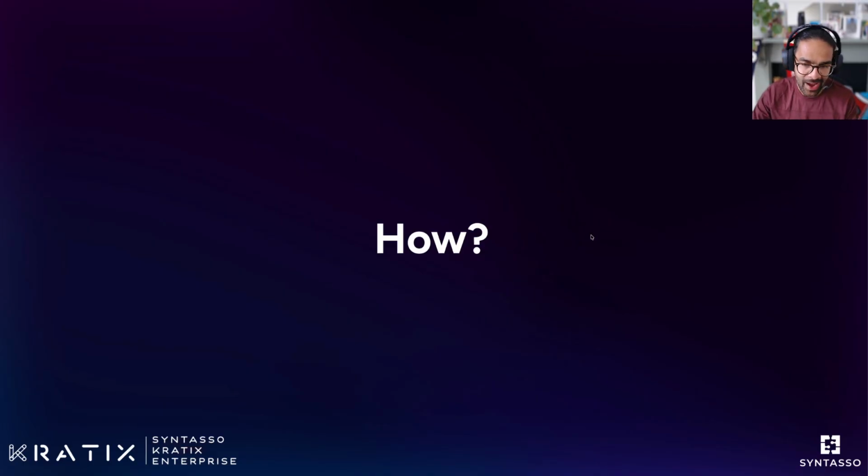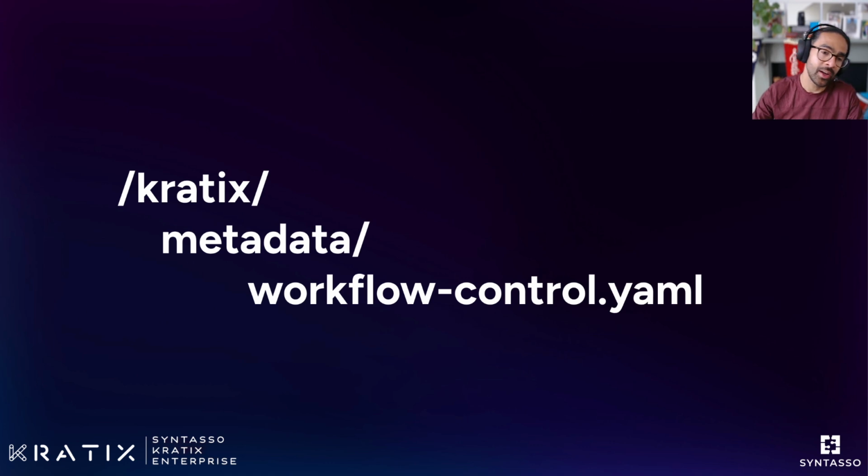So let's take a look at how this is actually going to work. This is a new file that we're introducing under the Kratix metadata directory called workflow-control.yaml. You're already familiar with the metadata directory by now. You have the status.yaml and you have the destination selectors. This is another file that you can produce in your workflows in your stages that will tell Kratix what it needs to do with that workflow.